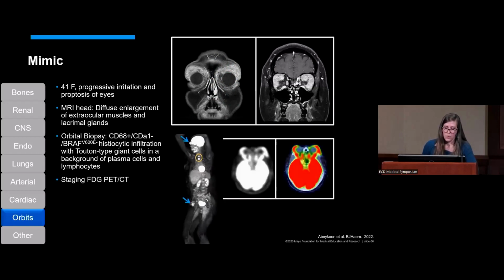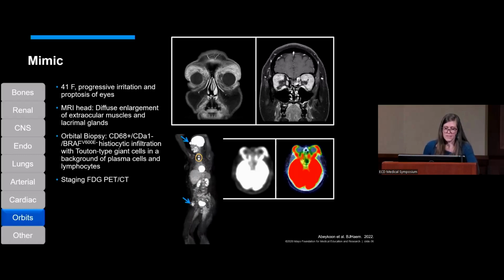So she underwent a staging PET CT, as you can see here in the top arrow, showing the intense FDG uptake involving the orbits that you can see here corresponding to the findings on MRI. She also had some thyroid nodules that were FDG avid, and then in the groin here, this is a lymph node that's FDG avid.